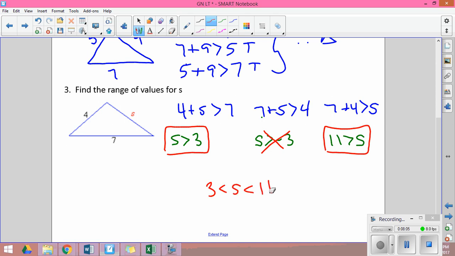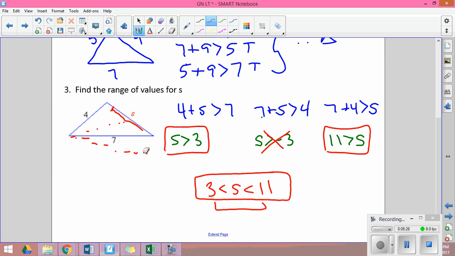Basically, s has to be between 3.1 and 10.99, because remember, it can't be those values because we just have the less than amounts. So you could build a triangular fence, a triangle garden, a deck with sides 4 and 7. Let's say those were against your house, questioning how big or how small that last opening here could be, and it could be between 3.1 feet and 10.99.